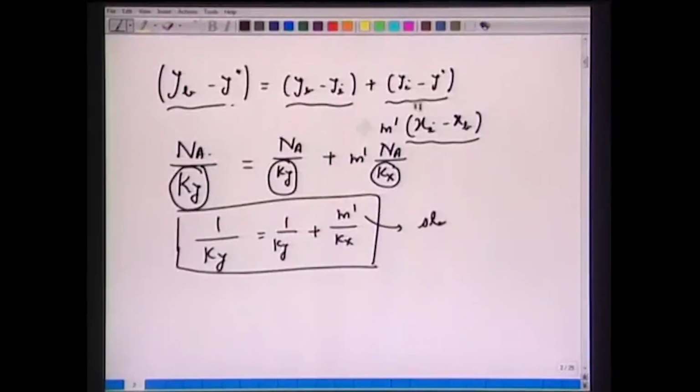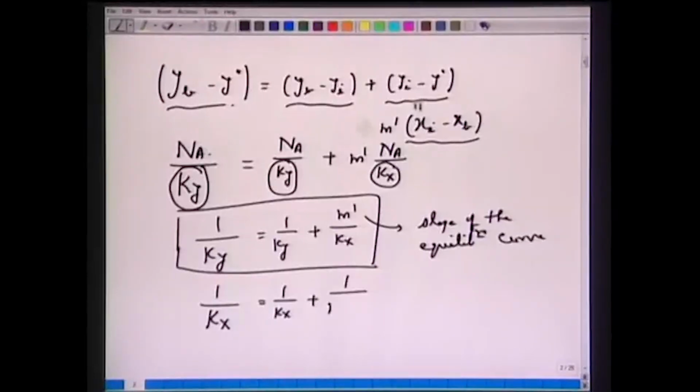So this is the slope of the equilibrium curve or the solubility curve, in the present case equilibrium curve. Similarly, we can obtain, as an exercise, 1 over Kx as 1 over small kx plus 1 over m double dash over ky. Okay, so we have obtained similar relations to those we obtained earlier.